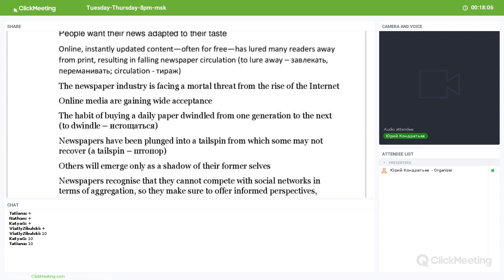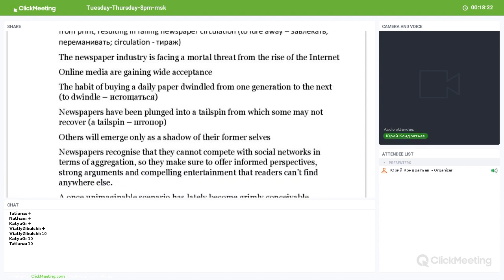Okay, then you could say that newspapers have been plunged into a tailspin from which some may not recover. You don't have to repeat newspapers. It's obvious that they are newspapers. To plunge into a tailspin, that's an idiomatic expression. If you have, well, maybe 5 or 6 such idiomatic expressions, then your lexical resource will be good enough for even 9. Okay, others will emerge only as a shadow of their former selves. So some newspapers will disappear, while others will be just a shadow of what they are at present.